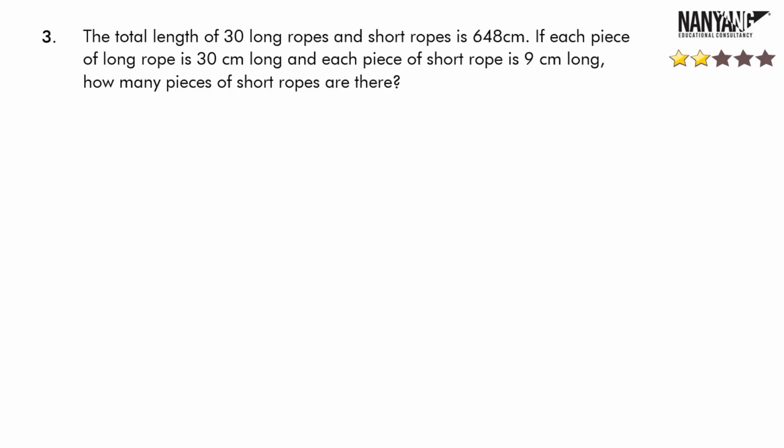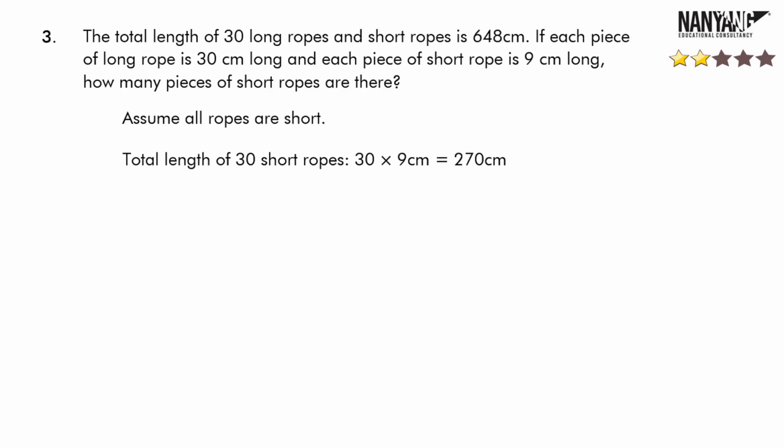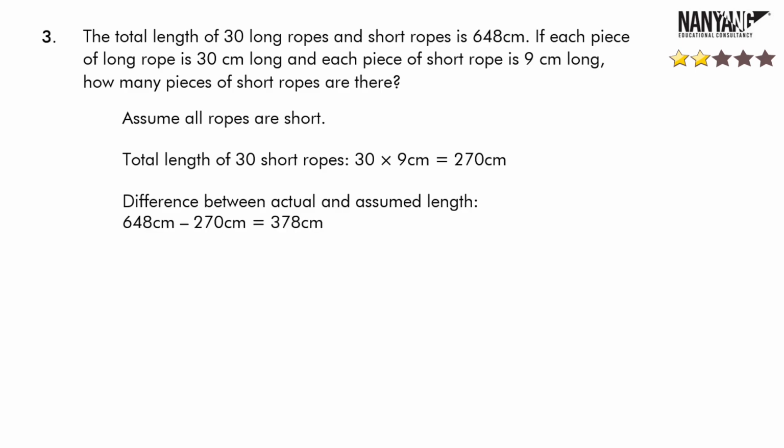Alright, so now I'll go through the question. First, we assume that all the ropes are short. So the total length of 30 of them would be 30 times 9 cm, giving us 270 cm. Let's look at the difference between actual and assumed length. That would be 648 minus 270, giving us 378 cm.